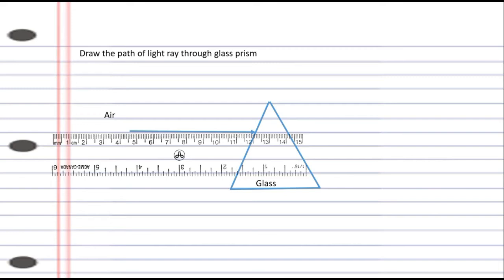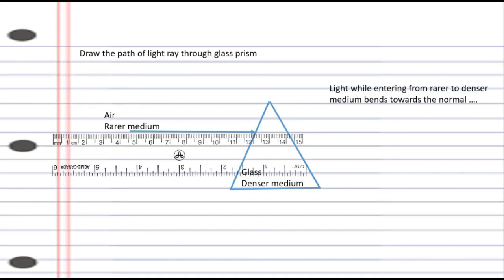And air is a rarer medium. So light is moving from rarer medium to denser medium. But here we have to recall what we have learned, that light while entering from rarer medium to denser medium, it bends towards the normal. So in the beginning of the video we have understood this, and even in the previous videos.